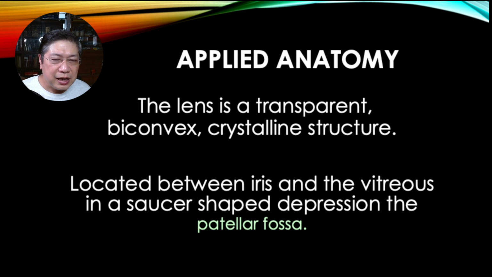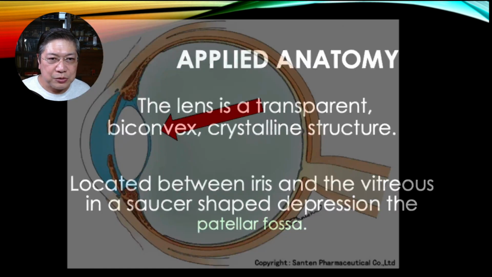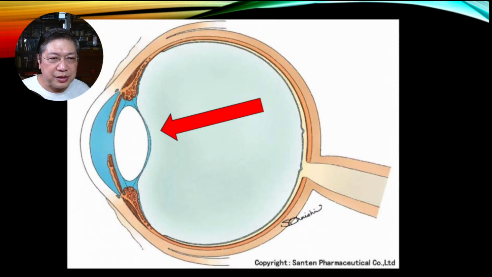Now, the lens is actually in between the iris and the vitreous. And the vitreous is actually like a gel. It is located in a saucer-shaped depression called the patellar fossa. Now, it looks like this. The arrow is actually pointing to the lens. That white football-shaped or bean-shaped object is your crystalline lens, or your lens.